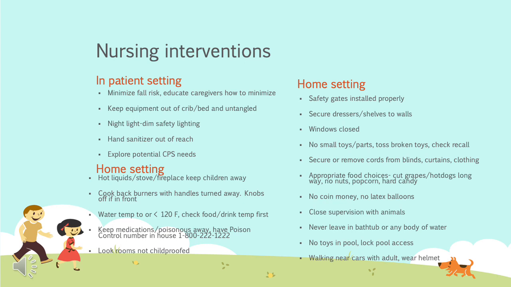Sometimes it'll be too bright, parents will say, and they'll try to cover it up. But obviously, with this being a change in environment for the child, if they get up out of bed at night, you want to have some lighting for safety. Hand sanitizer should be kept out of reach. It's full of alcohol, so if children get it and consume it, they can have alcohol poisoning from that. And then explore any potential CPS needs.